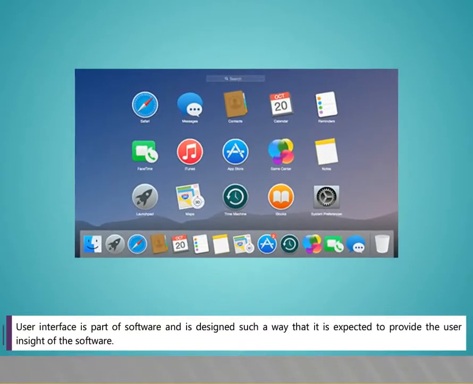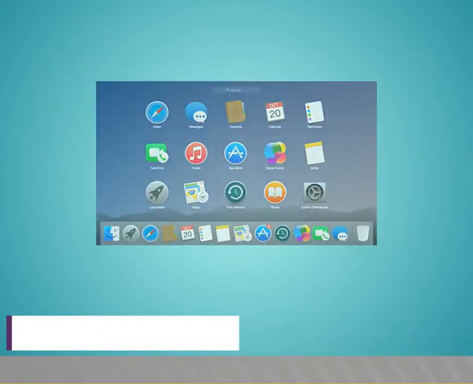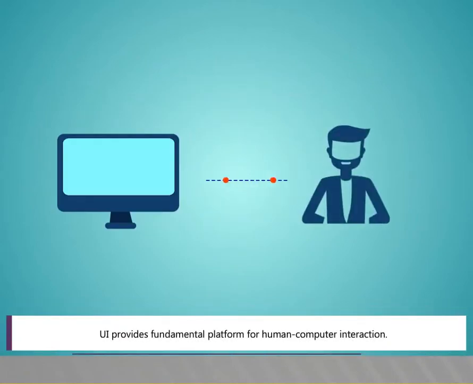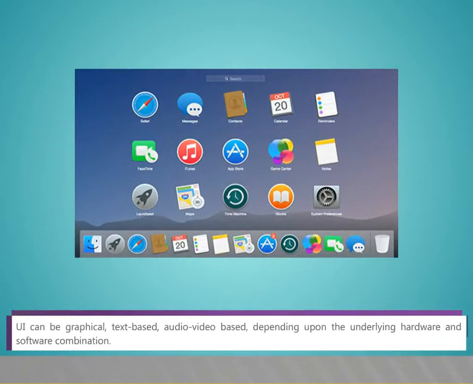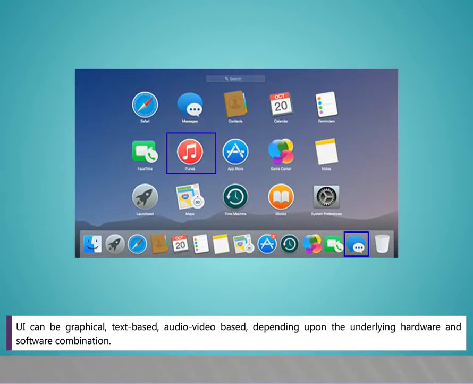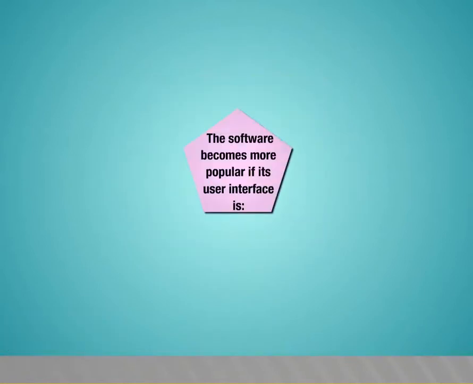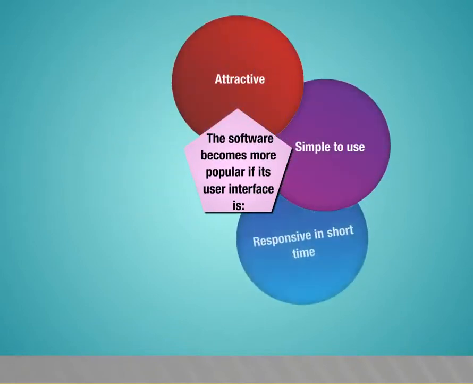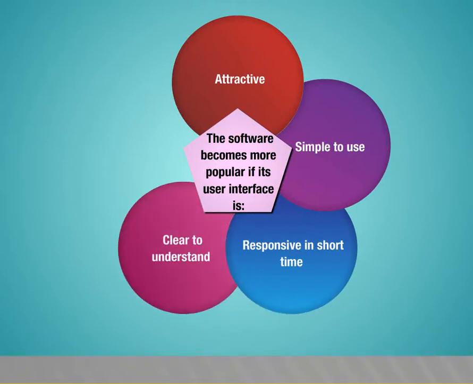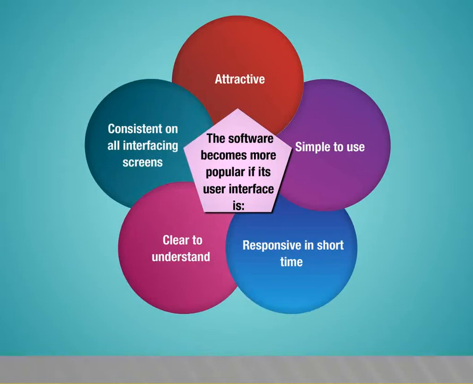User interface is part of software and is designed in such a way that it is expected to provide the user insight of the software. UI provides the fundamental platform for human-computer interaction. UI can be graphical, text-based, audio, video-based, depending upon the underlying hardware and software combination. UI can be hardware or software or a combination of both. Software becomes more popular if its user interface is attractive, simple to use, responsive in short time, clear to understand, consistent on all interfacing screens.